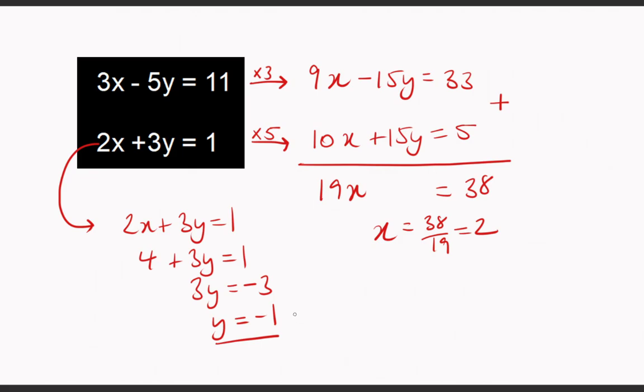So these ones are kind of the hardest type of questions, where you have to multiply both equations to make sure you have the same number of y's or the same number of x's, so that when you add or subtract, one of them will disappear.